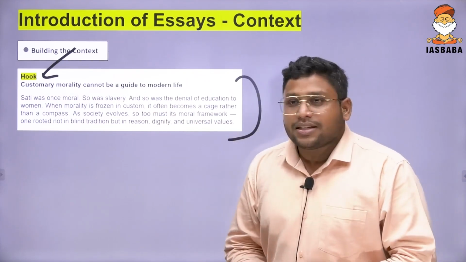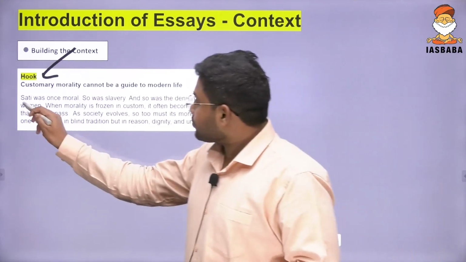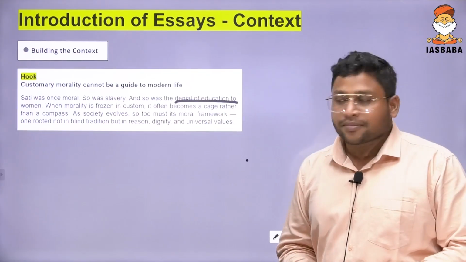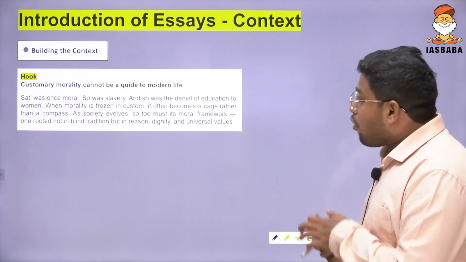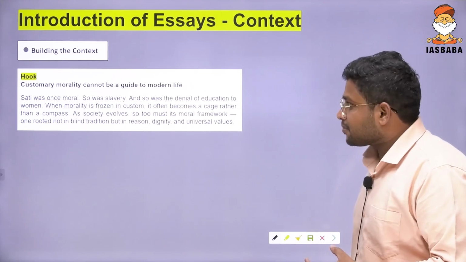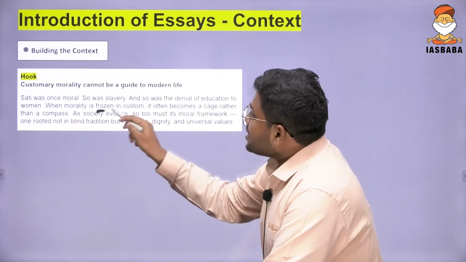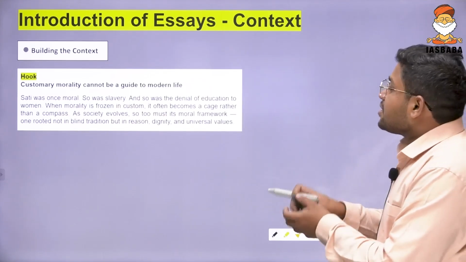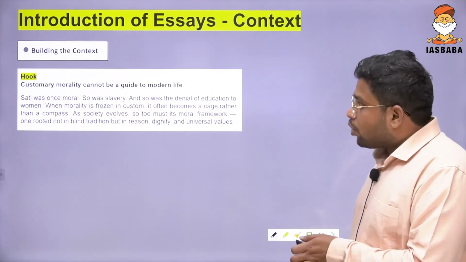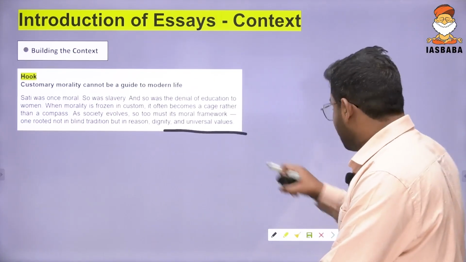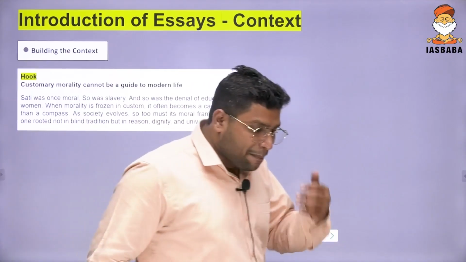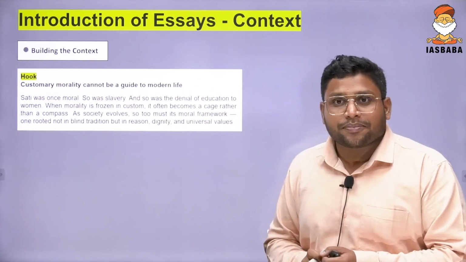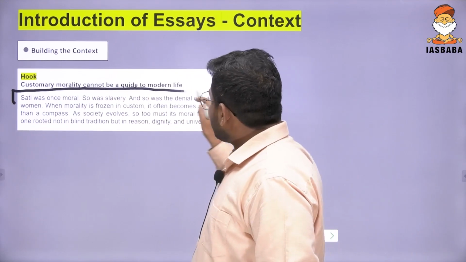How can you write? See, sati was once moral, so was slavery, and so was the denial of education to women. When morality is frozen in custom, it often becomes a cage rather than a compass. I repeat, when morality is frozen in custom, it often becomes a cage rather than a compass. As society evolves, so too must its moral framework, one rooted not in blind tradition but in reason, dignity and universal values. Now, I still would not consider this the best introduction as such, but just to show you how I can bring in some hook, that's the reason I have mentioned this introduction. The line that I want you to focus on is this.